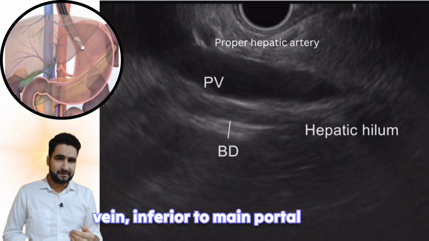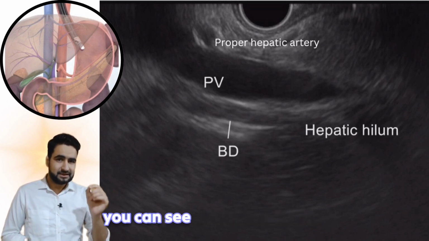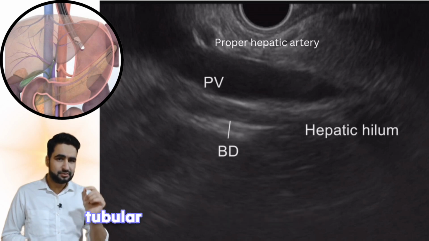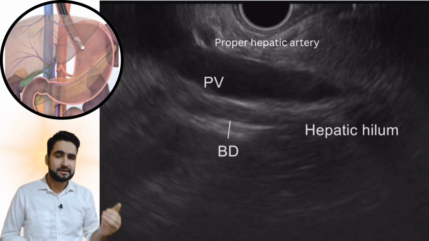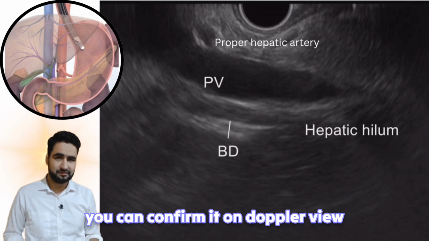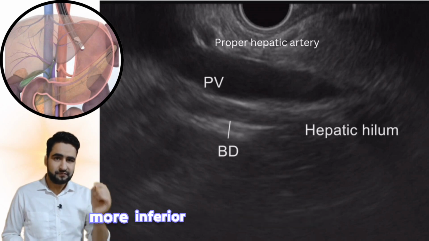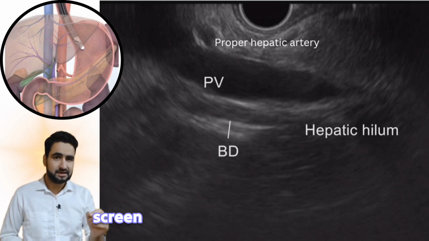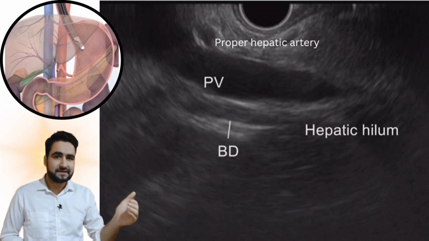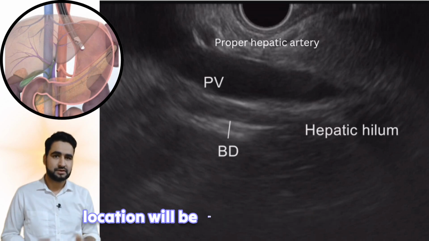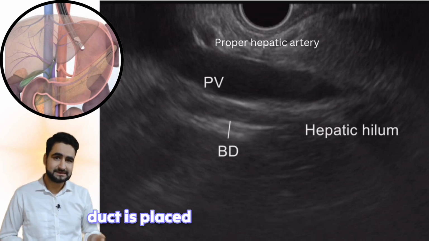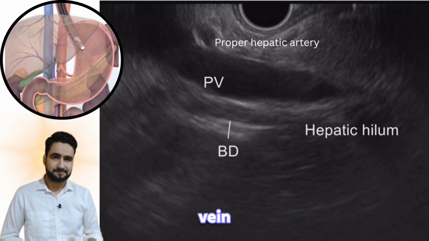Inferior to main portal vein, you can see another anechoic tubular structure, which is common hepatic duct. You can confirm it on Doppler view. In this orientation of transducer, more inferior the structure on the screen, more rightward its actual location will be. So common hepatic duct is placed right to main portal vein.